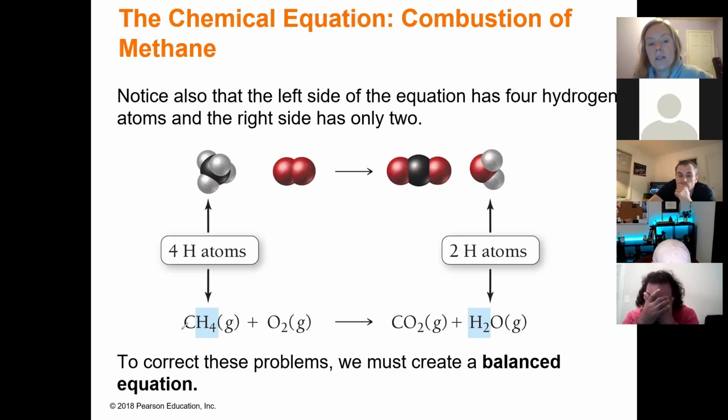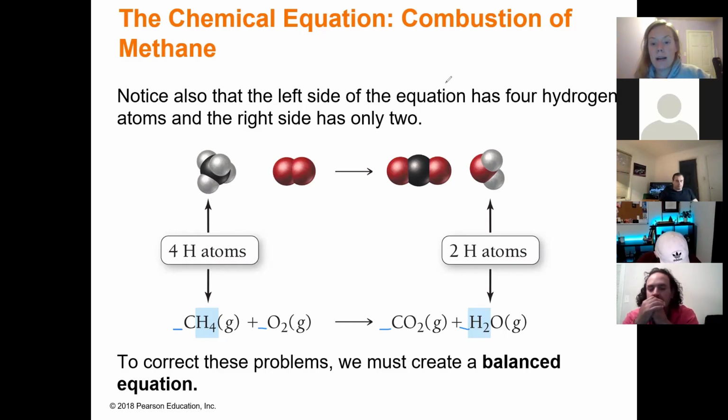A coefficient is going to be a multiplier, or a number that sits in the front of your formula. So it's something that goes in the front, and it's got to be a whole number. Like, hey, I'm going to have 2 of these diatomics instead of just 1. You do not change subscripts when you are balancing chemical equations.